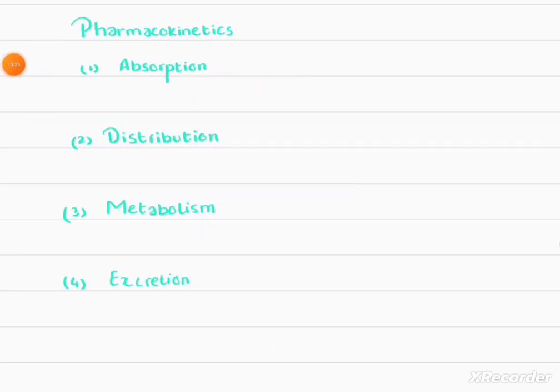So let's discuss the pharmacokinetics. Pharmacokinetics includes the absorption, distribution, metabolism, and excretion of the drugs. The absorption of orally administered drugs differs greatly for different penicillins, and it depends on their acid stability and their protein binding. Both these factors are very important when we are discussing the absorption of the various penicillins.